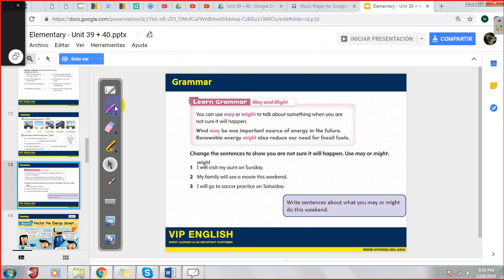Grammar. May and might. You can use may or might to talk about something when you are not sure it will happen. Wind may be one important source of energy in the future. Renewable energy might also reduce our need for fossil fuels. Basically, they mean the same, but you can use either one. Okay?